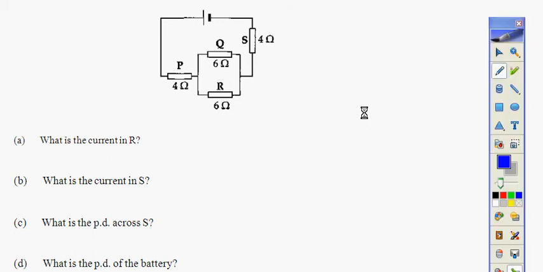Okay, let's look at how we can go about solving part C. In part A, we already discovered that the current that passes through R is 0.5. And in part B, we already calculated that the current is 1 ampere. With these two pieces of information from A and B, we can solve part C.